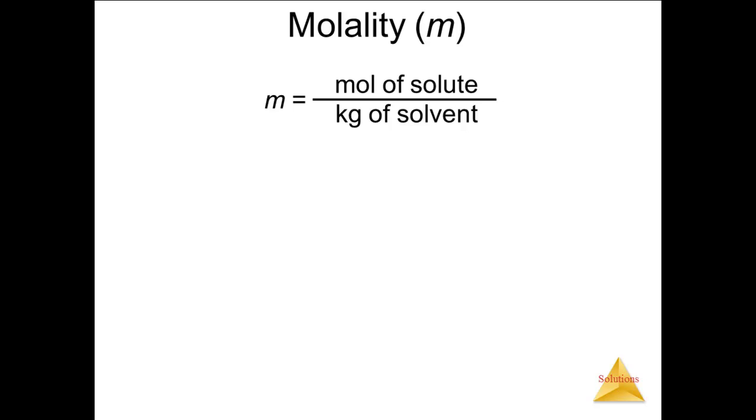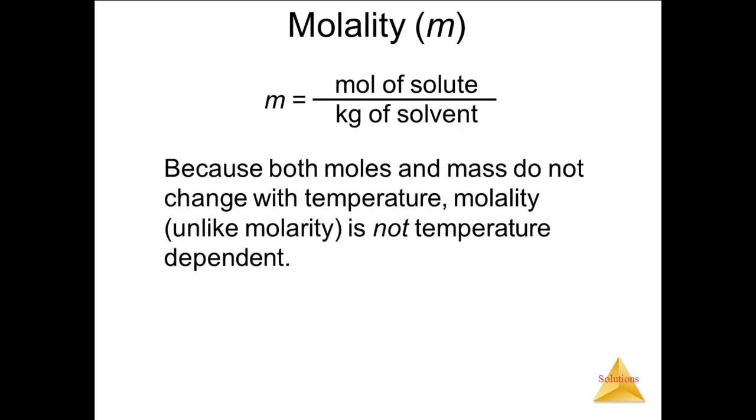Molality, symbol lowercase m, is the moles of the solute divided by the kilograms of the solvent. Molality is often used when we have two solids mixed to make a solution. Since moles and mass are not affected by temperature, the molality is constant. Molality is the unit used when we are doing calculations of two of the four colligative properties. To calculate molality, we need the mass of the solute and the mass of the solvent.